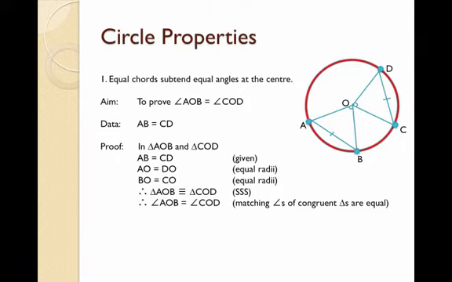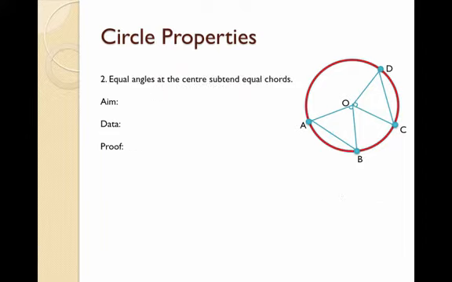We will now prove the converse of this statement, and that is that equal angles will subtend equal chords. Our aim here is to prove the chords AB and CD are equal to each other. This time we are starting with the fact that angle AOB is equal to angle COD, and we'll use this in our proof. We start with naming the triangles AOB and COD.